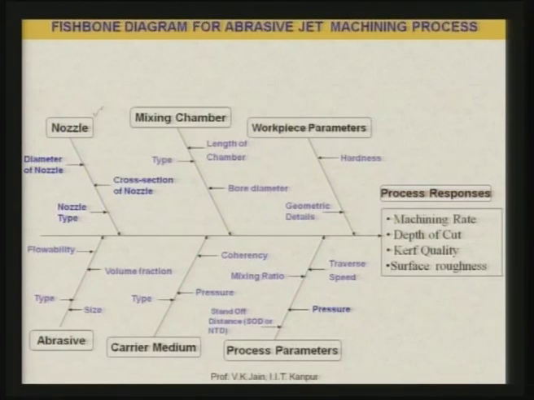If you see nozzle, the diameter of the nozzle is one of the parameters. What type of nozzle you are using, or what type of material you are using for the nozzle. Another point is the cross section of the nozzle, whether it is circular, rectangular, etc. Then the mixing chamber, length of the chamber, type of the mixing chamber, and bore diameter over there. Workpiece parameters like hardness of the workpiece and geometric details that you want to create on the workpiece.